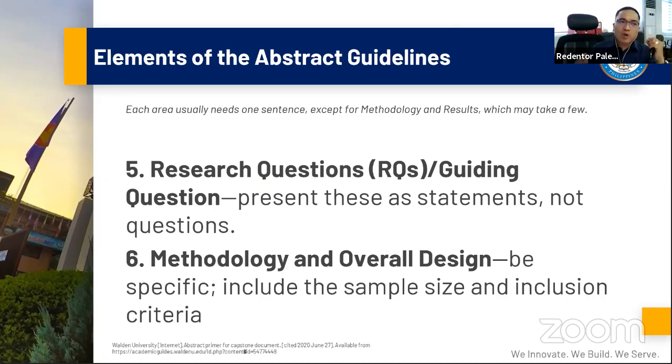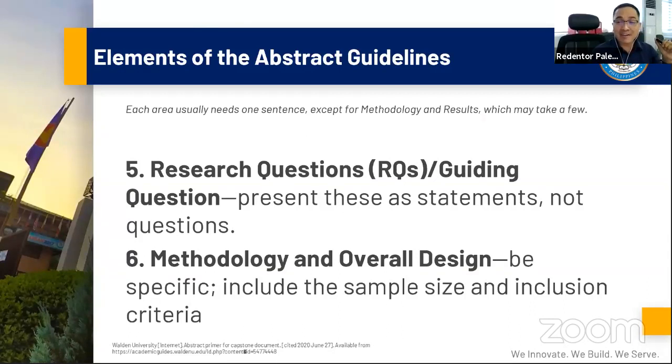So, of course, in your methodology and the overall design, you have to include there the sample size, of course, the eligibility criteria, and so on. You have to include there the sampling, the grouping, the participants, the procedures, the treatments, excuse me, the interventions that you have done, and of course the instruments that you have utilized. Okay, that's for movement number 6. Again, you may have 2 or 3 sentences for this.